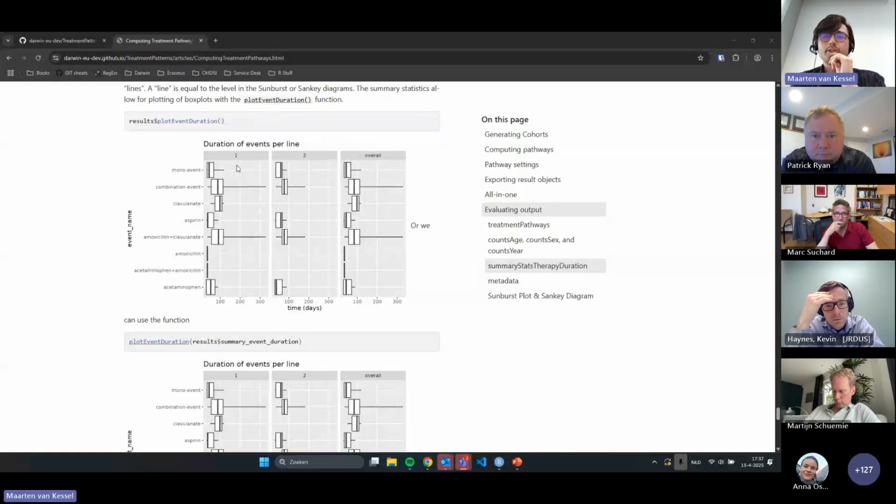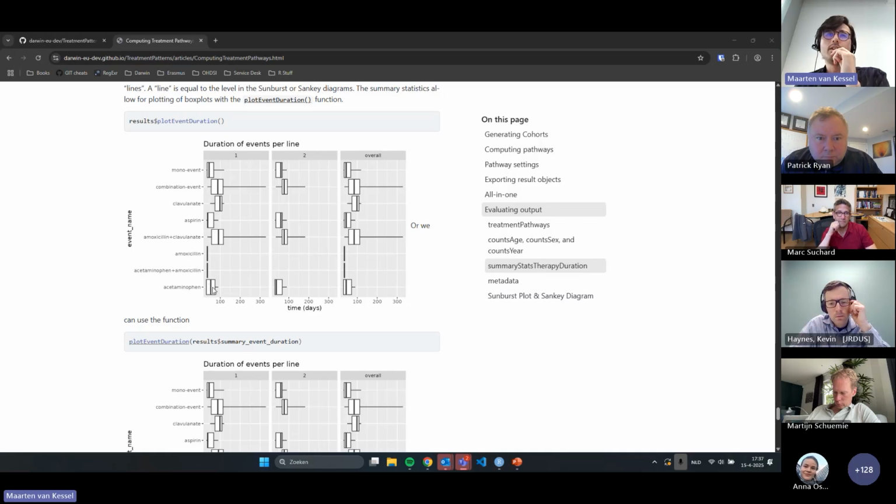I think that's easier, so this is what it looks like if you see my screen. This is one of the plots that it generates. Here we have different lines of the pathways. This is the first line, this is the second line, and this is across the entire pathway. Then there are also mono events only, so treatments that are not combined, and combination events as well. And then we see the duration of those mono events, combination events, and each individual treatment or combination treatment that was picked up by the treatment patterns analysis.